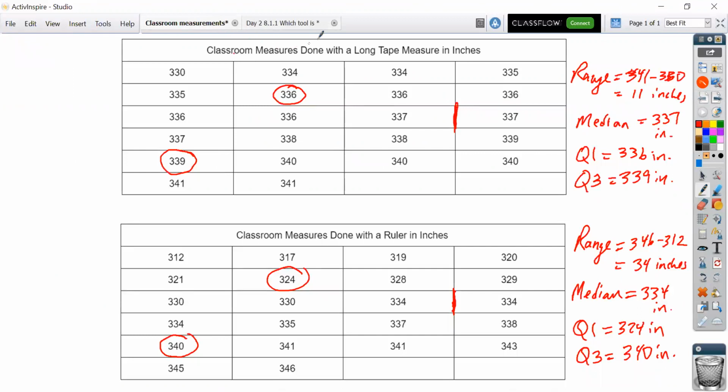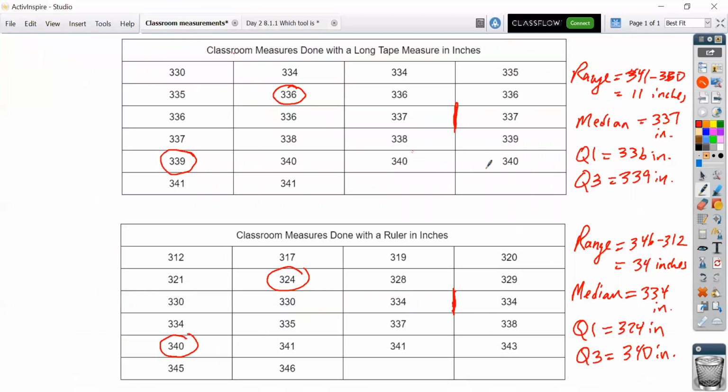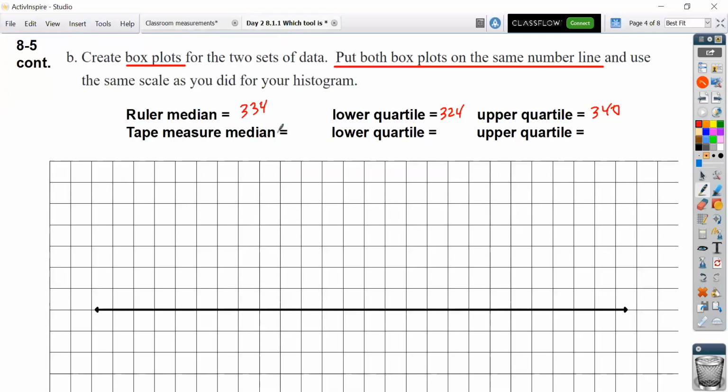So we had a median of 334, and this one was, see, I'm an old man, I already forgot, 324 and 340. So this is 324, 340. On the tape measure data, we had a median of 337 and then 336 and 339. So let's see, 337, 336, and 339 inches. They ask us to put both box plots on the same number line and use the same scale that we did for the histogram.